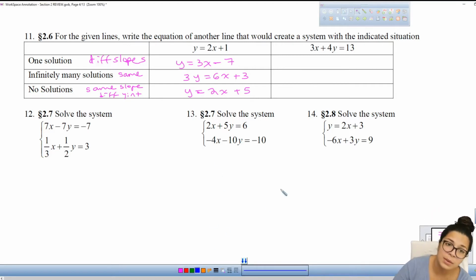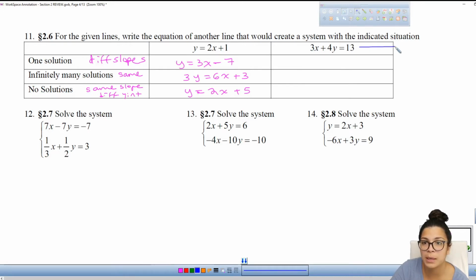Okay, so the same thing again, but now this equation grouped for one solution here, infinitely many solutions here, and then no solutions here. So one solution, again, is different slopes. Now, I don't know the slope of this one yet, so I'm going to just go ahead and solve for y to get it in slope-intercept form. That way I see what the slope is.